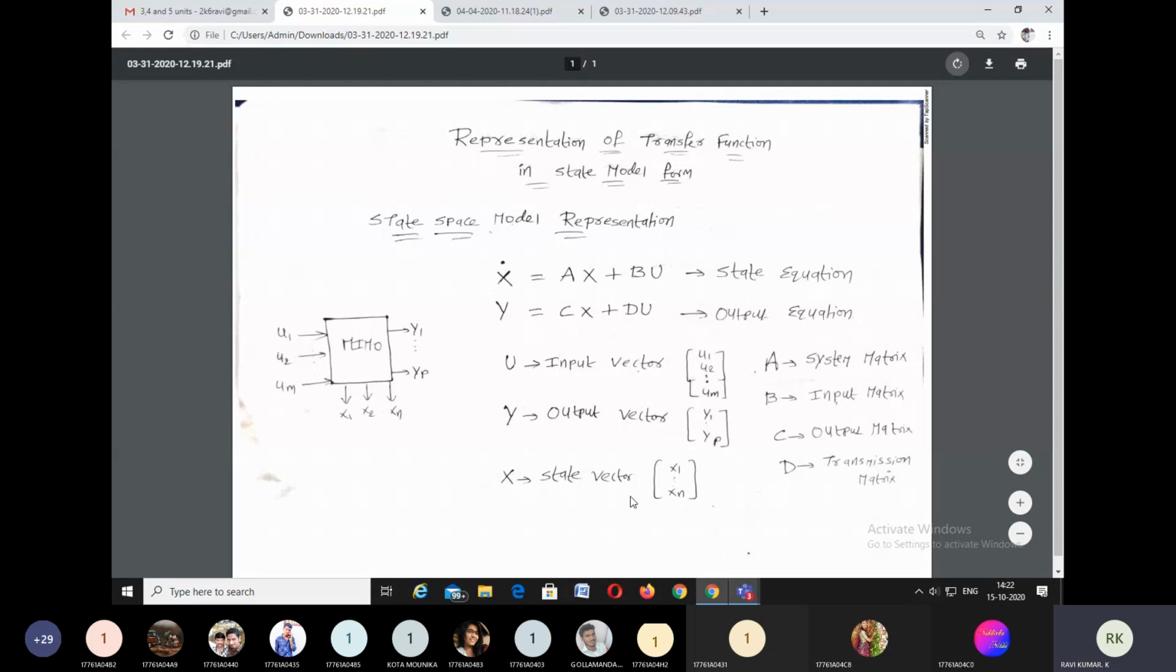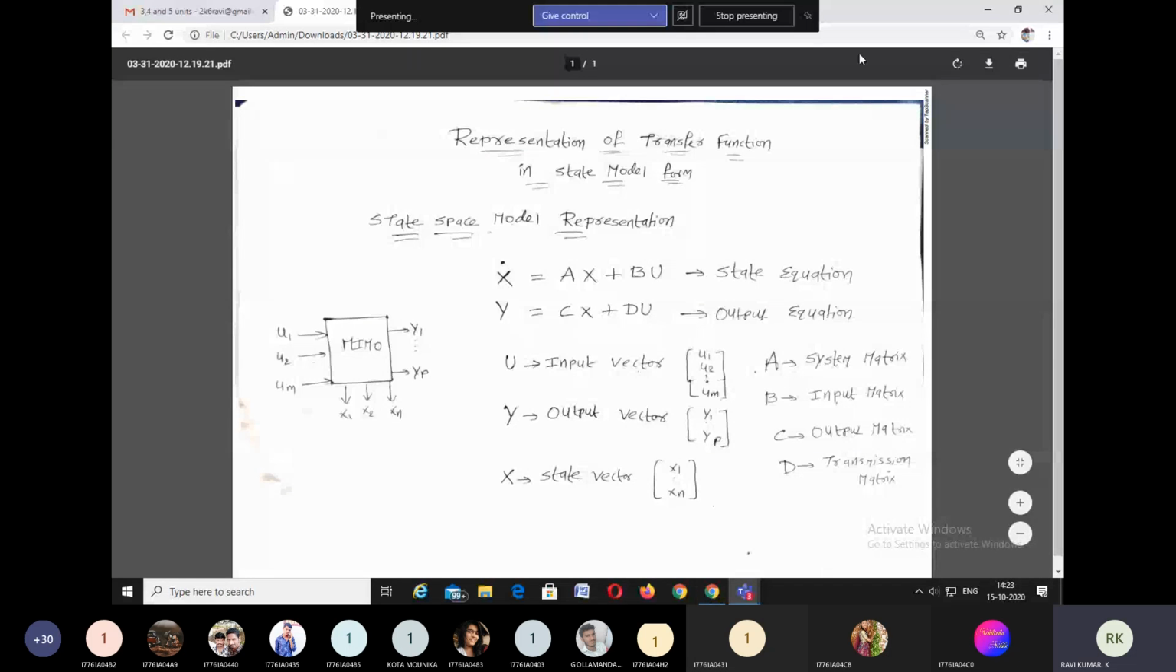And X is the state vector. How many states are there in a system? Generally, while doing the problems, we can assume that the number of states is equal to the order of the system. That we will see while doing the problems. As of now, we have to remember this: any system can be represented in a state space model by using two important equations. One is the state equation, x dot, the derivative of x, is equal to ax plus bu, and the other is the output equation, y is equal to cx plus du. Remember this point. Now we'll see some important problems.